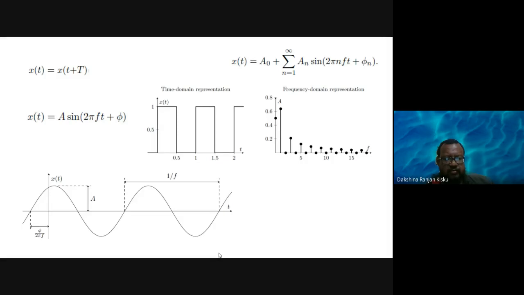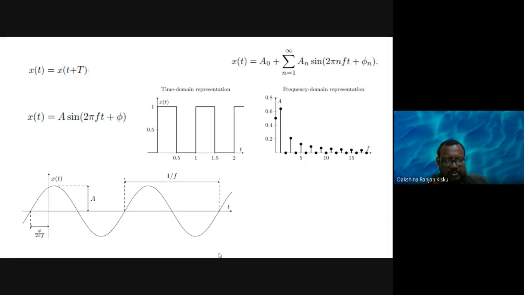Now, if we consider one such sine wave, then we can obtain x(t) equals capital A sine of 2 pi f t plus phi. So here capital A is the amplitude, or we can say this is the magnitude of the signal. Here you can see A is basically the amplitude of the signal.